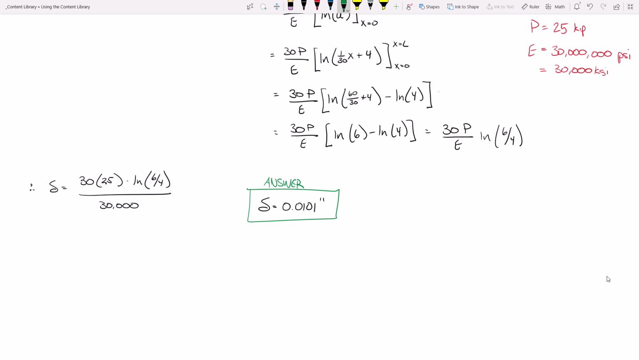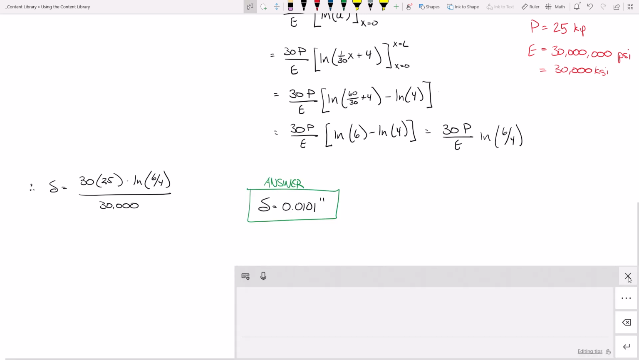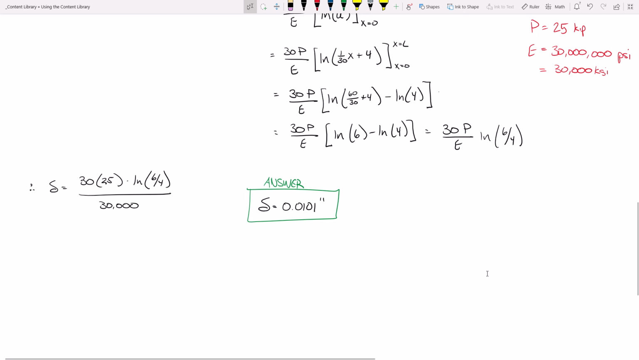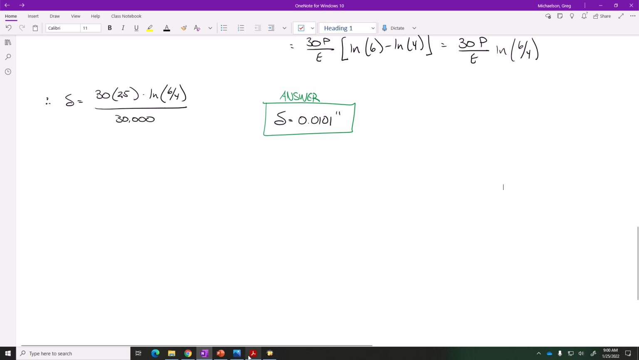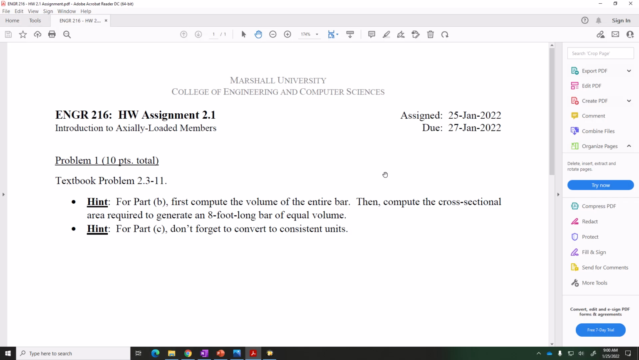All right, I want to give you a taste of things to come for the next couple of lectures. And I want to talk a little bit about the homework, because I don't want to throw you to the wolves, if you will. So, first off, the homework focuses on a particular problem in the textbook. It's textbook problem 2.3-11.